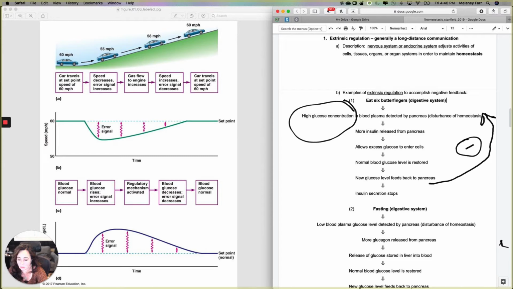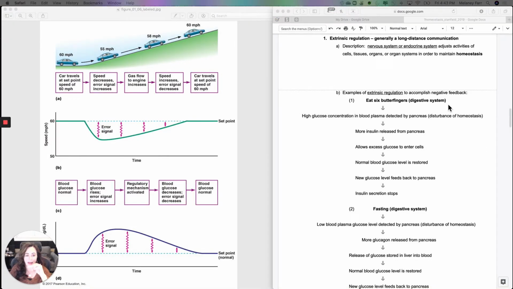So this is extrinsic because it was a digestive system disturbance that called on another body system for help, right? And it's negative feedback because your glucose level was high and you brought it back down. But let's just make sure that you guys actually understand that what makes this negative feedback is not because the glucose went down. It's not the directionality. It is the opposition. The glucose was high and you brought it back down. That's what makes it negative feedback.